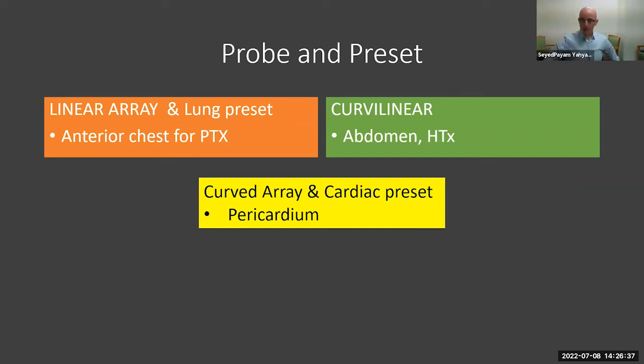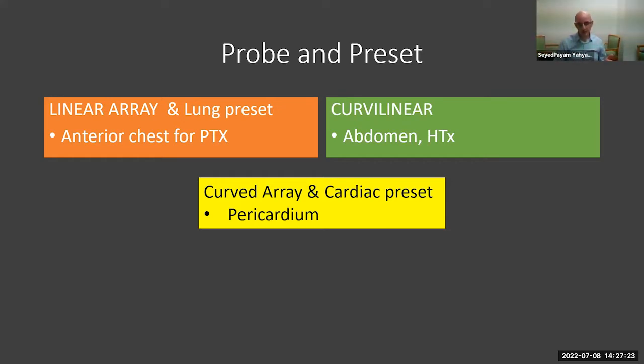Now, regarding the choice of the probe and presets, generally speaking, for the pneumothoraces, the linear probe on the lung presets has the best quality and is the most accurate. Having said that, we don't necessarily need to change the probes, and usually most of us use the curvilinear probe for all of them. We just use the lung presets when we are looking at the pneumothoraces, and then we change to the EFAST preset when we are looking elsewhere. If there is no EFAST preset on the ultrasound machine that you're using, the abdominal preset generally does the same job.